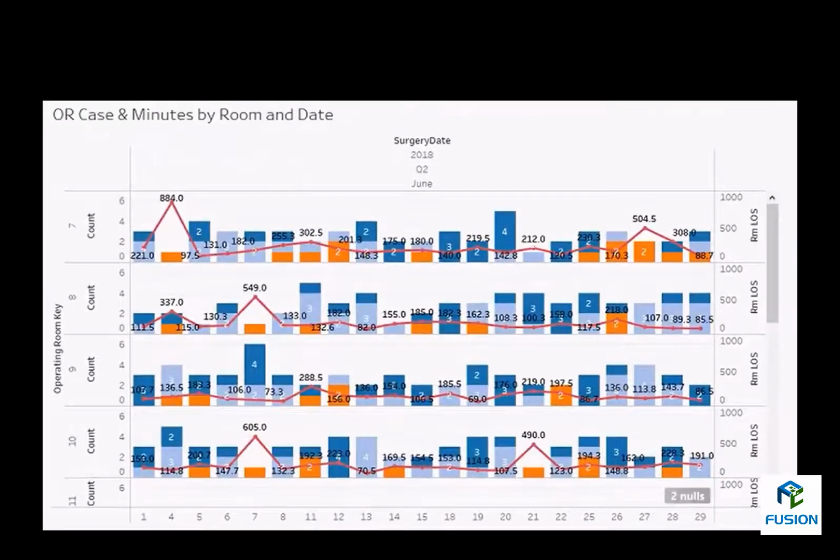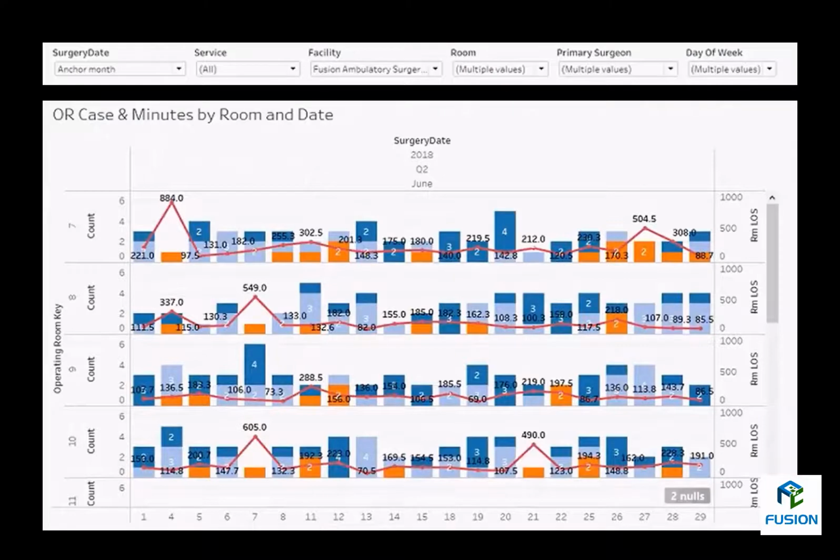The next one you see is OR case in minutes by room and date. And this is the more detailed level graph where you can actually filter to each particular room to find the counts of inpatient, outpatient, post-op admit patients or procedures that happen in the OR. Once again, compared to the average length of stay for that particular OR room. All of these are filterable by surgery date, service, facility, room, primary surgeon, and day of week.